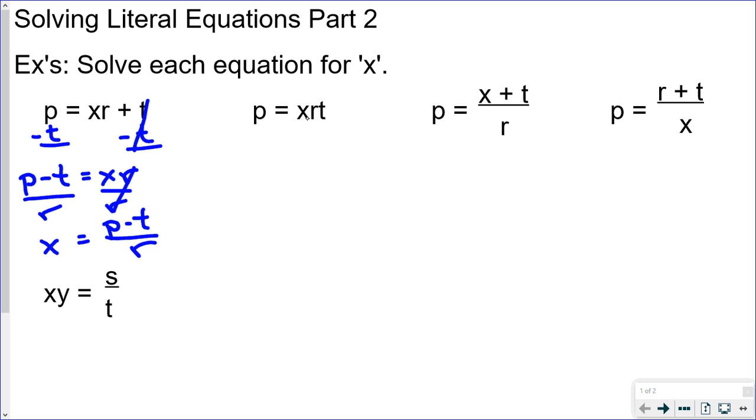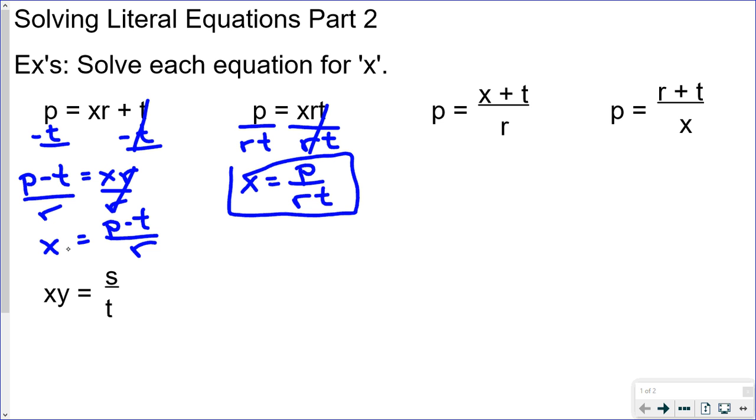Right, now the next one, the reason I put this one on here, I wanted to show you, this is all multiplication, right? So to get rid of the r, you would divide. To get rid of the t, you would divide. We can do that all in one step. So instead of dividing by r and then dividing by t, you can just divide both sides by rt. So rt over rt is 1, and p over rt gives me my answer. I'm going to flip it around, and I get x equals p divided by rt.